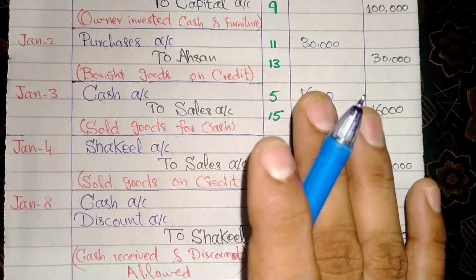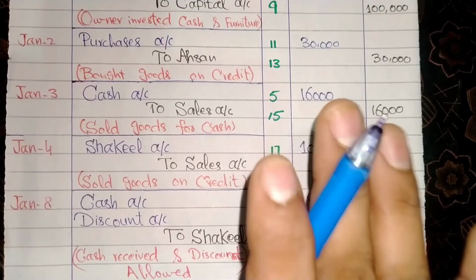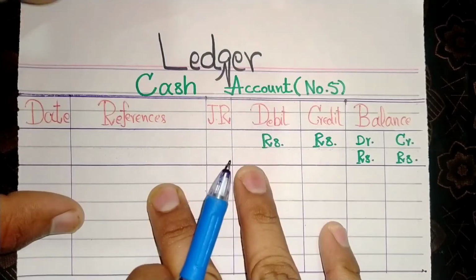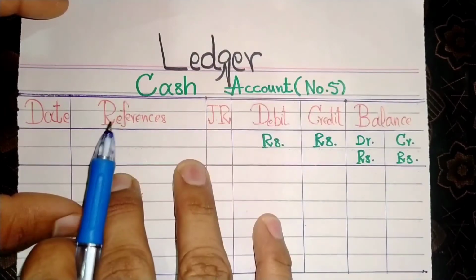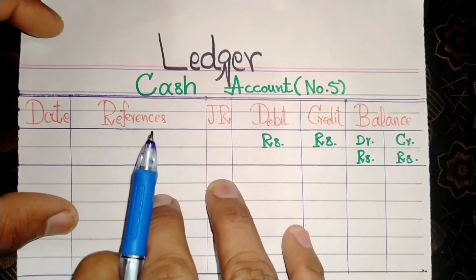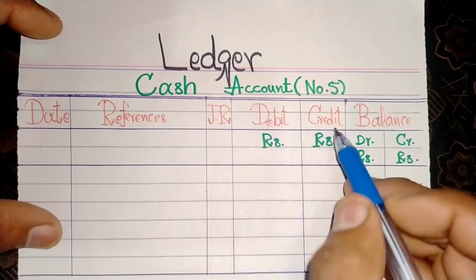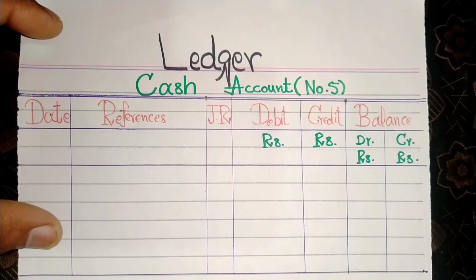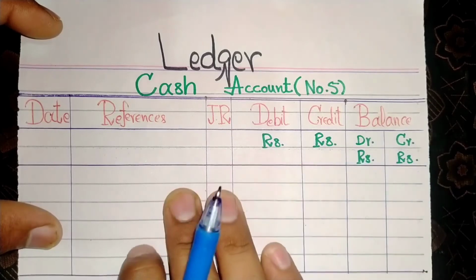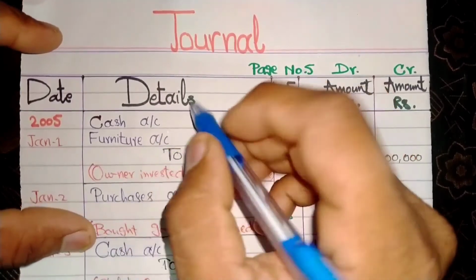So now we will enter these entries in the ledger account, which is the second type of ledger account, the self-balancing form. First of all, we will solve the ledger of the cash account. This is the format of the self-balancing form of ledger account type. The first column is date, then references, journal reference column, debit, credit and balance columns. First of all, we will find cash entries from the journal account, and further we will enter them into this account.